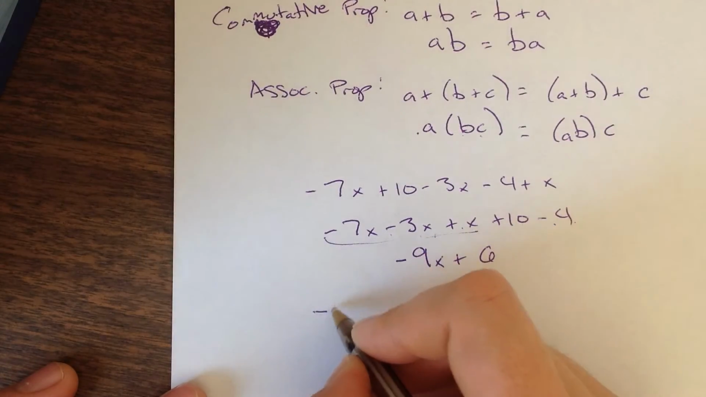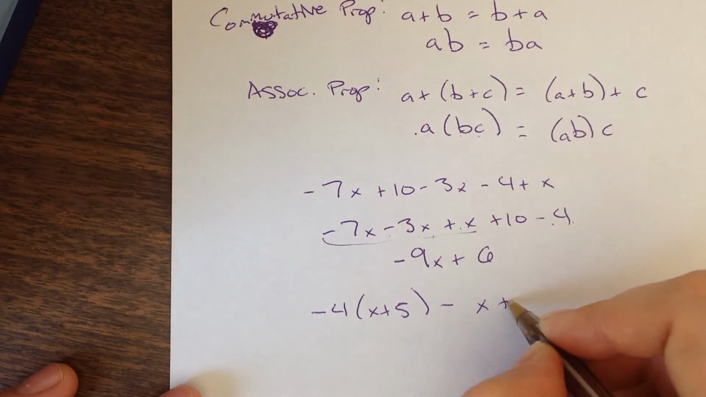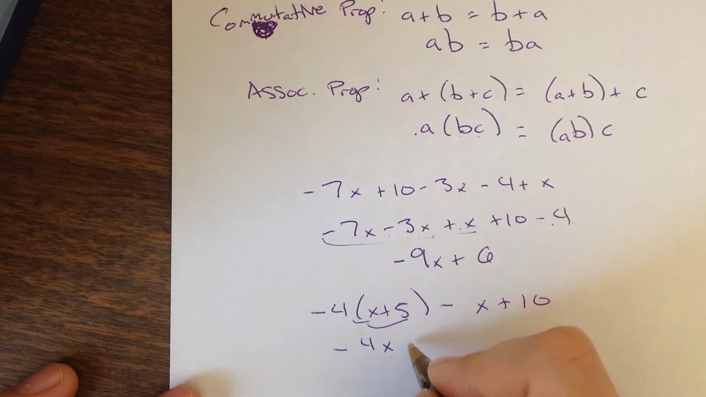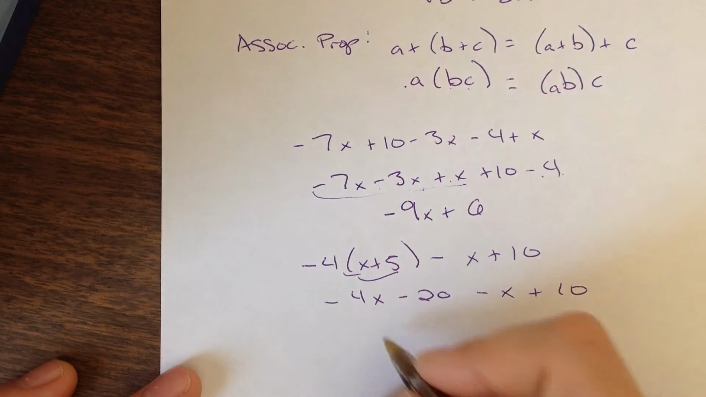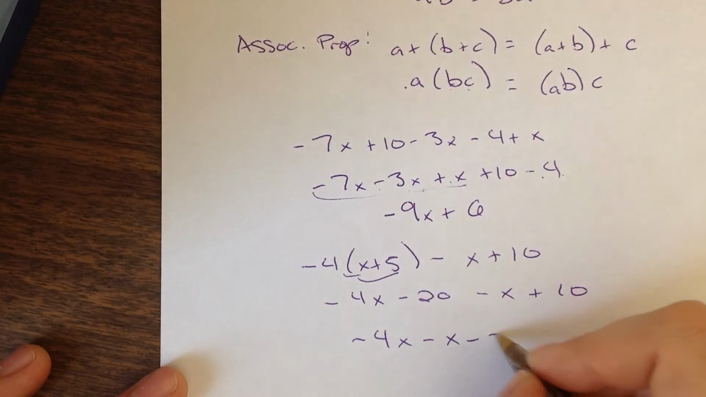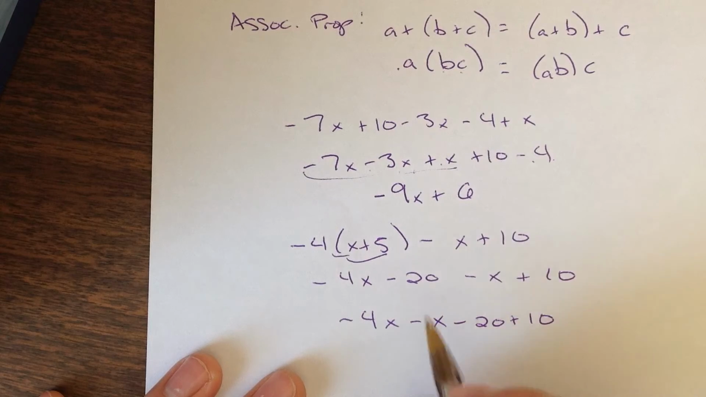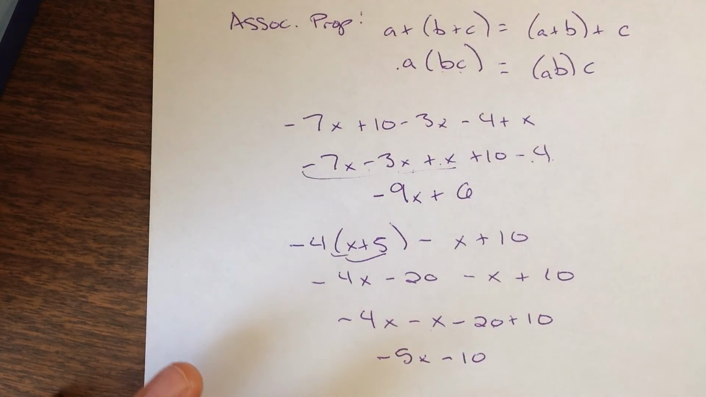Second example, let's throw in a distributive with it as well. So we'd say distribute this in, negative 4x minus 20 minus x plus 10. Move things around by the commutative property. Then we'd say negative 4x minus x is negative 5x. Negative 20 plus 10 is minus 10. We were able to use those properties.